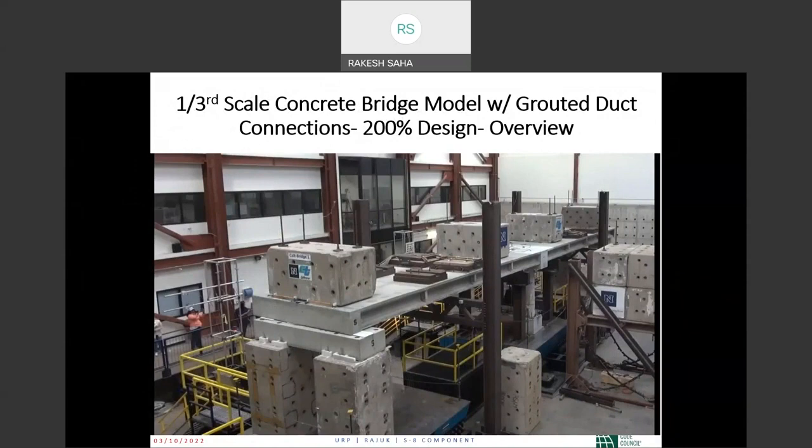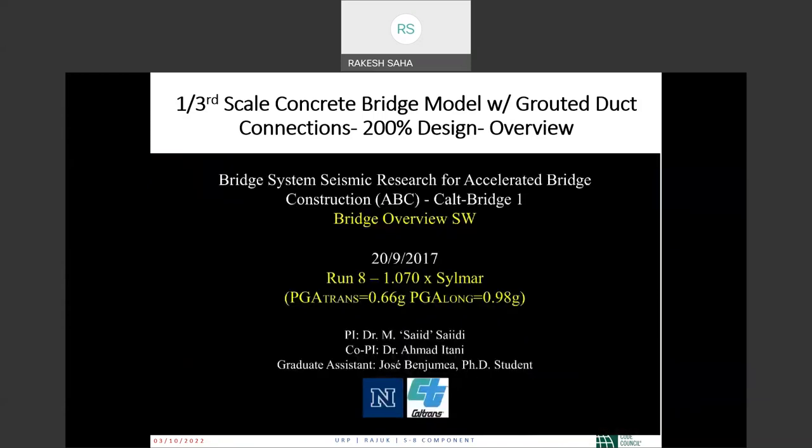So you notice that the bridge maintained its integrity, that connection, even though we had large deformations, a lot of motion. You notice at the abutment how much displacement we have. So these are very large displacements. Yet the connection was able to maintain the integrity of the bridge. So let's take a closer look.